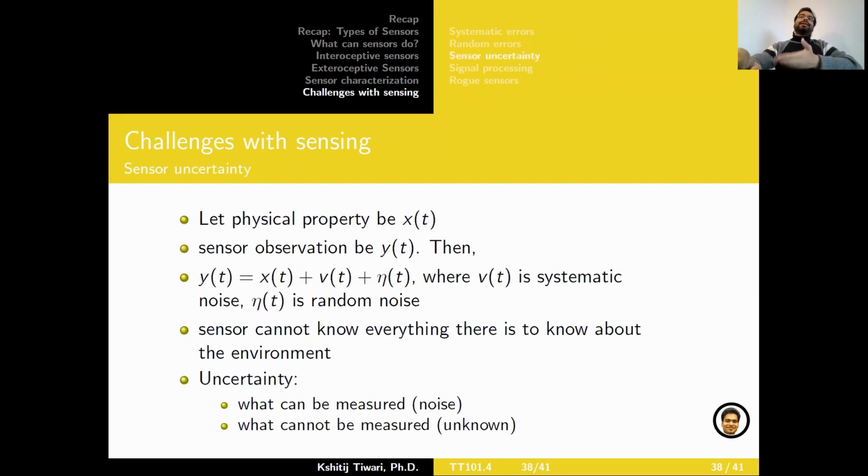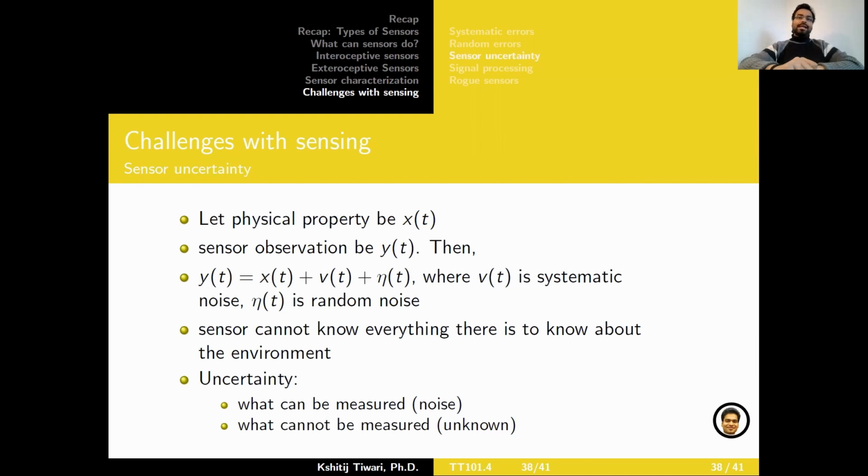And these errors then induce what we call a sensing uncertainty. So let's say you're trying to observe a physical property x of t at a certain time instant t, where your sensor reports an observation y of t. Then the relationship between x and y is given by the following equation, which says y of t equals x of t plus v of t plus eta of t. Now, this is the systematic error. This is the random noise. And as you see, what you observe is a noisy measurement of what it actually needs to be.